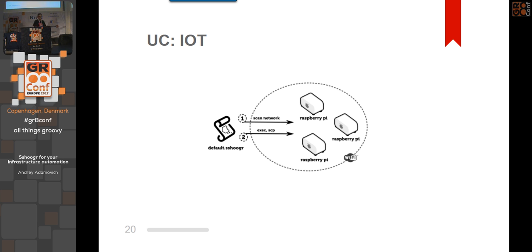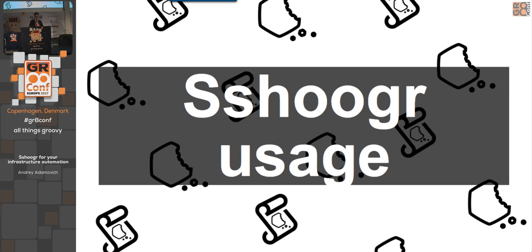Usually, those devices pop up on some network and I have to find which IP address that is, and sometimes it's a different IP address depending on what kind of network it is. So I scan the network, find my devices based on what kind of port they respond to, and then do my provisioning automatically. This is another use case I use Sshoogr for. But of course, behind the scenes, it's the SSH and SCP protocols that are being used.